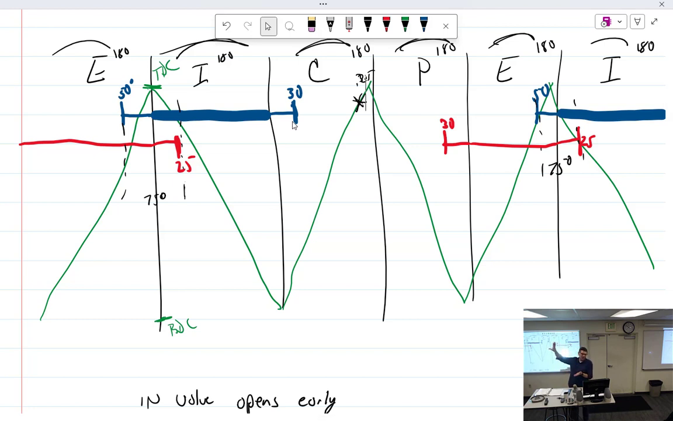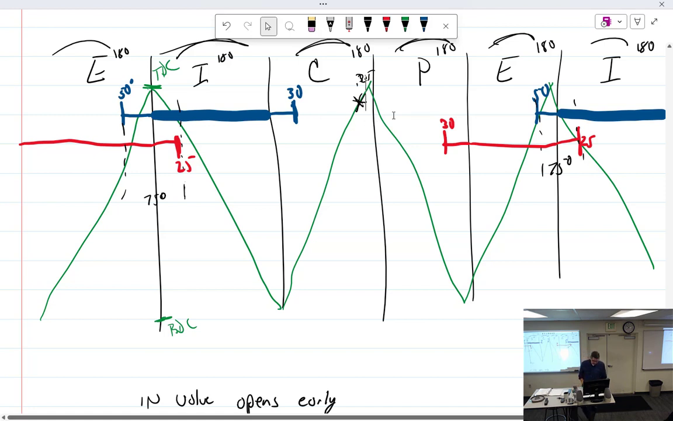Might as well shut the valve. Otherwise, we're going to start pushing it out the wrong way. So that's why that valve is closed at that point. I can't write all that down, because that was a lot of wording. So then we go back into the compression and power stroke.